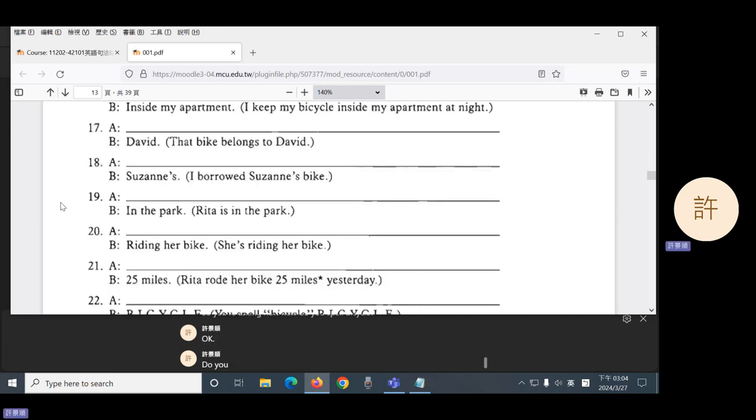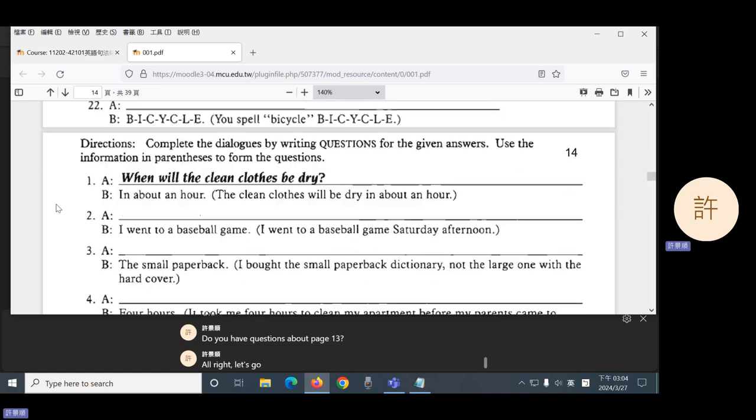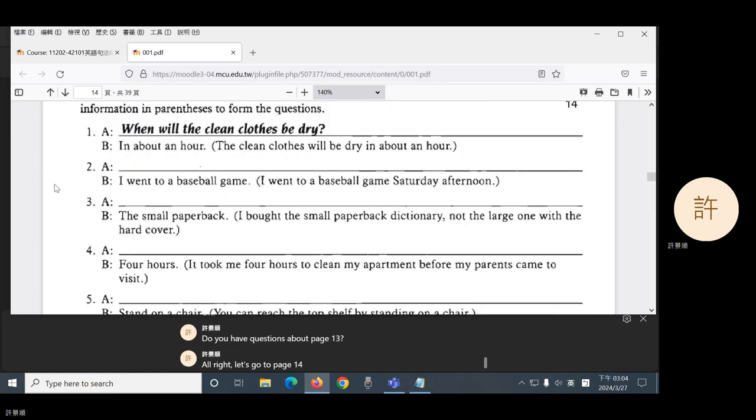Okay, do you have questions about page 13? All right, let's go to page 14. The reply is, I went to a baseball game. So this is an action, right? To go somewhere, it's an action. So what did you do Saturday afternoon?